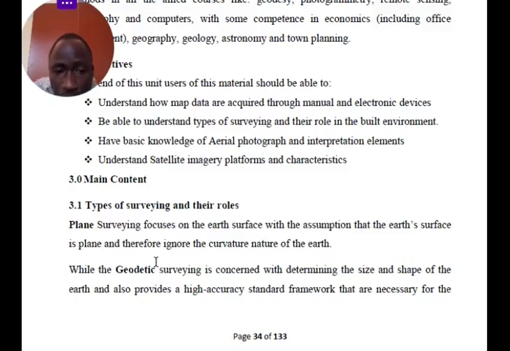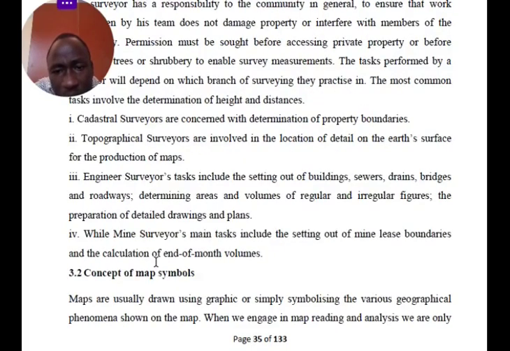Then also we look at what we call geodetic surveying. This one is mainly concerned with boundaries and the calculations of volumes. It looks at the boundaries where surveyors, or people engaged in surveying, go to find out the necessary information.